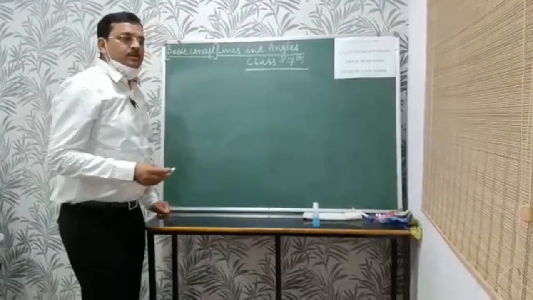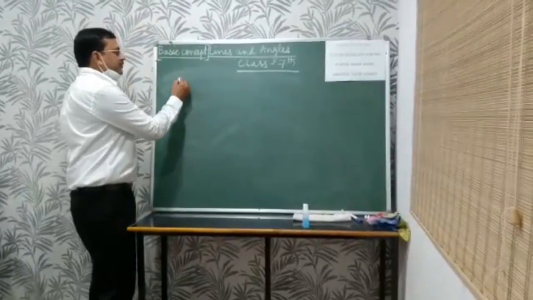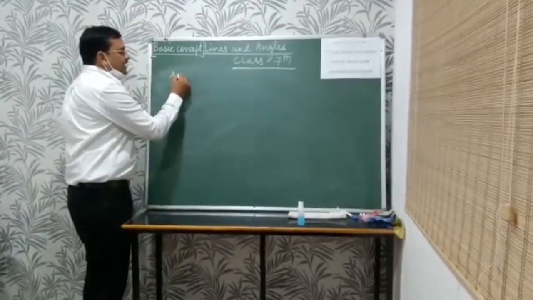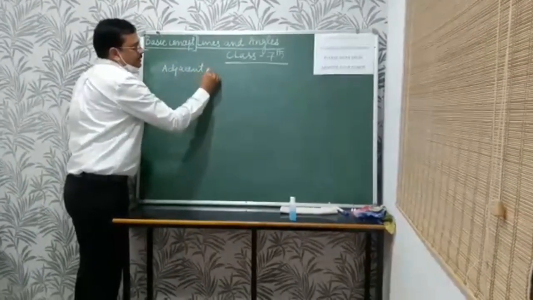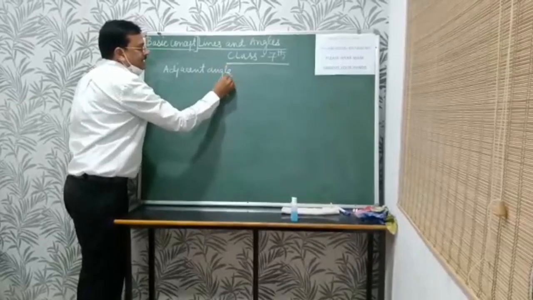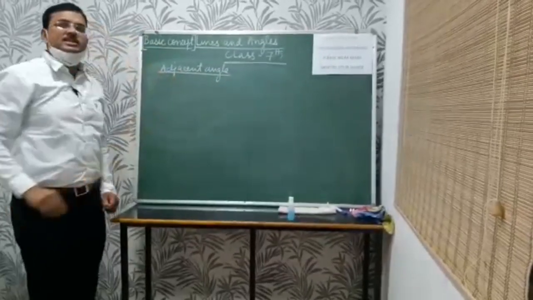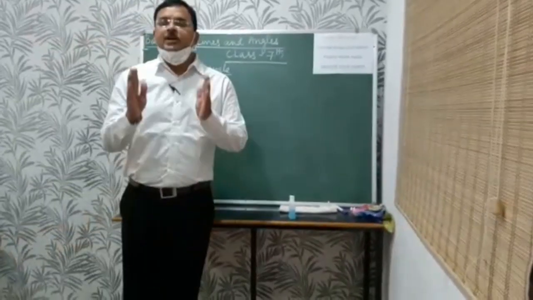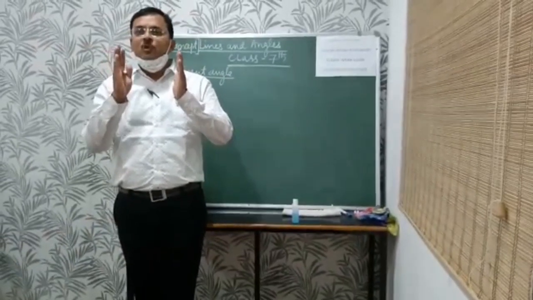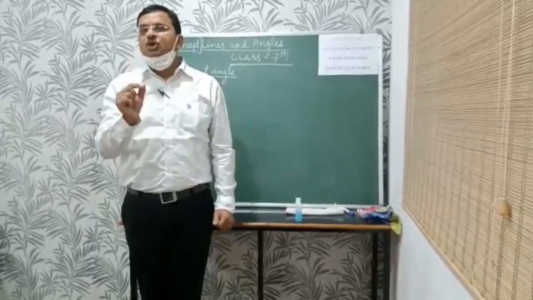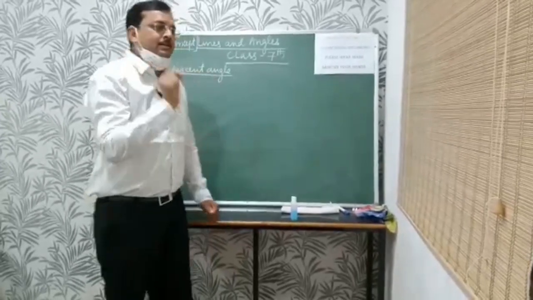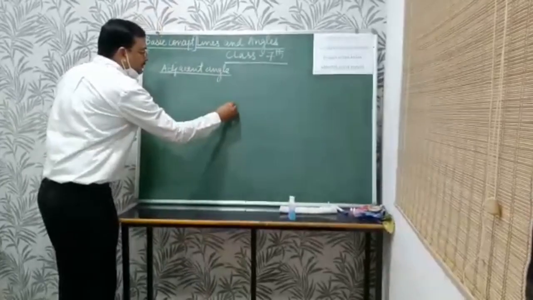Now, before starting, we come to the point adjacent angle. What is an adjacent angle? When two angles have the same vertex and one common arm, they are called adjacent angles. Now I will draw the diagram here.